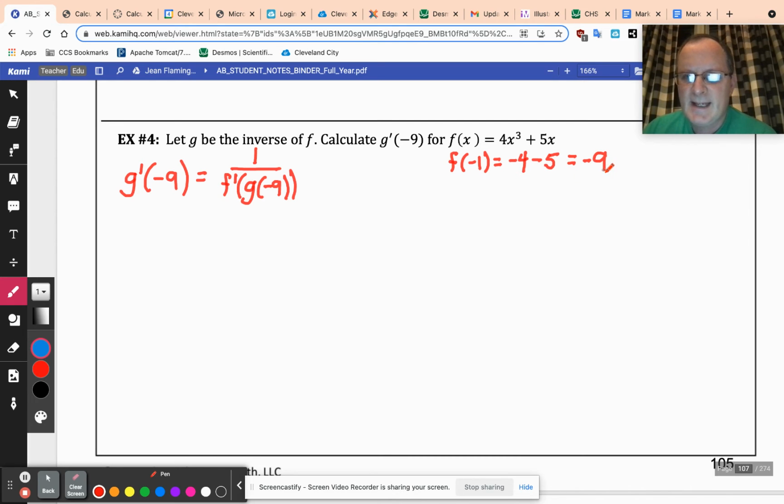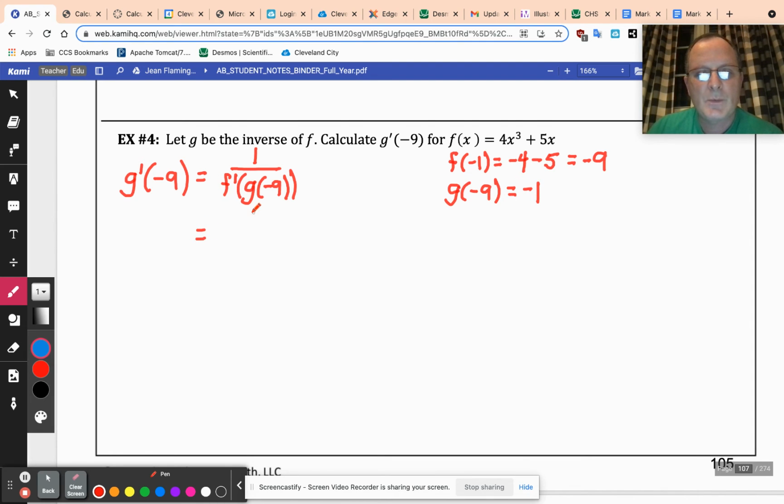And so that means then, since they're inverse of each other, that G of -9, which I do need, and it's the very first thing I'm about to do, G of -9 would have to equal -1. And remember, the reason for that is because your X and Y's are switched. That's what inverses do. So on F, you have the point -1, -9, and that means on G, you would have the point -9, -1. All right, so now I can proceed.